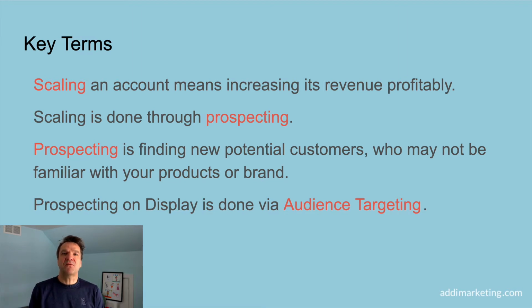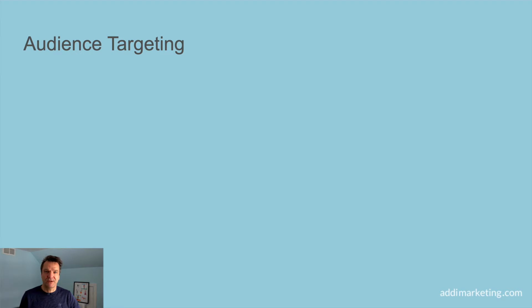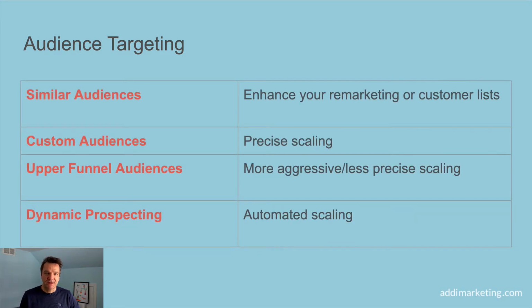Prospecting is an act of finding new potential customers who have never visited your website or even know about your brand. And that's different from remarketing, which is actually re-engaging your previous visitors. The keyword here is finding. Google Display does it with a technology called audience targeting. There are several methods of audience targeting: similar audiences, custom audiences, upper funnel audiences, and dynamic prospecting. Let's look into each one of them.